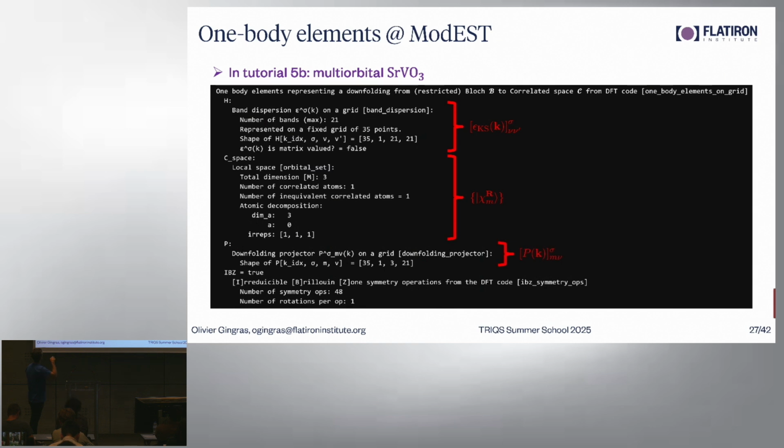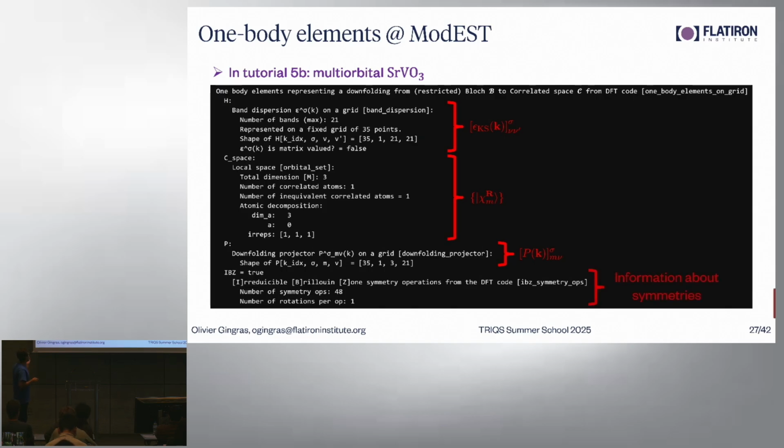I also have the projectors. The projectors, again, are rectangular matrices in band and orbital basis. Yeah, so 3 by 21, and there's one for every K point. There's also one per spin. I'm not covering spin in this lecture because it's kind of trivial. Okay, so this is the projector. This is really the information I want from my DFT code.